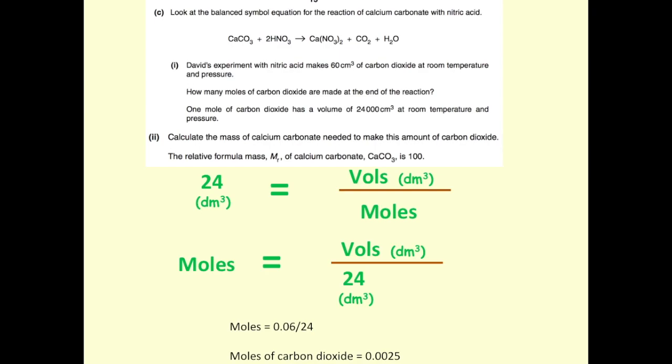So to do that, we just need to rearrange the formula moles equals mass over Mr. So it is simply going to be 0.0025 times 100, and that is going to be 0.25 grams. And we're done.